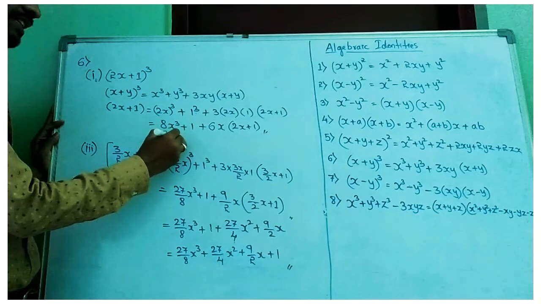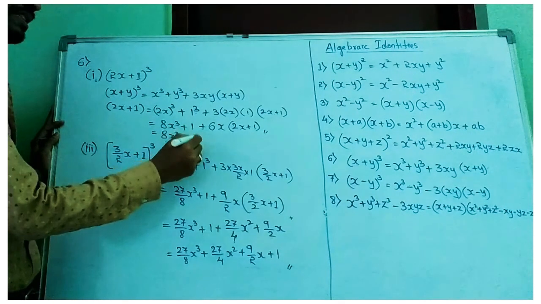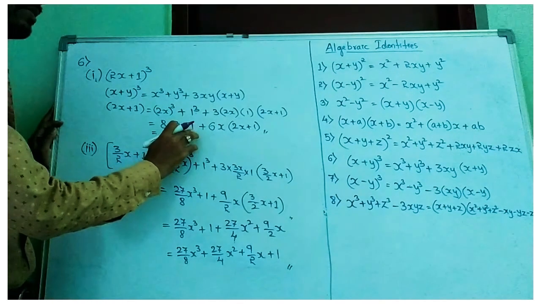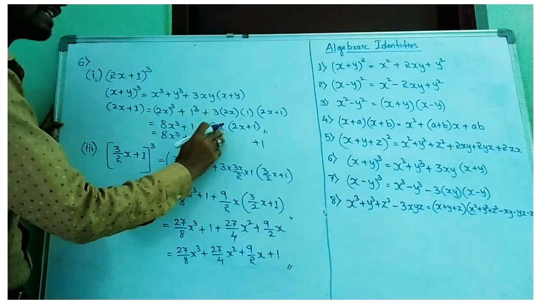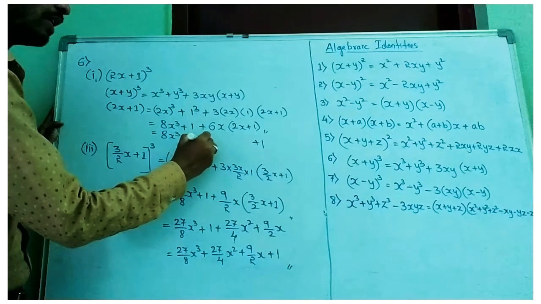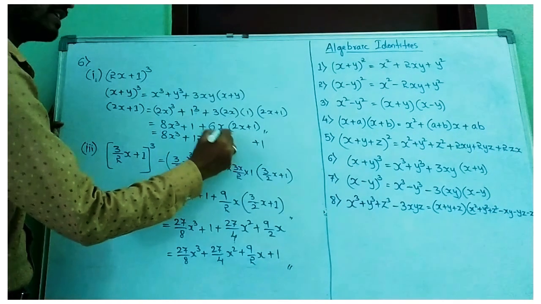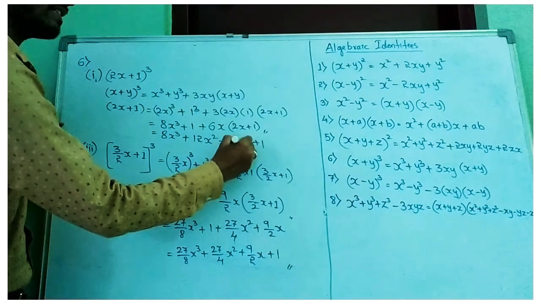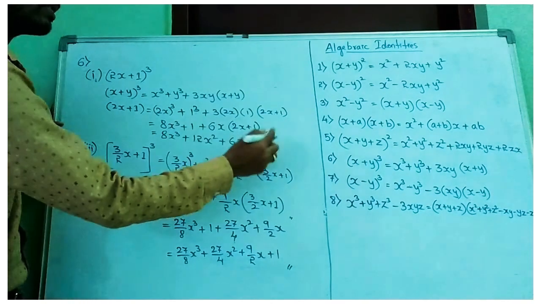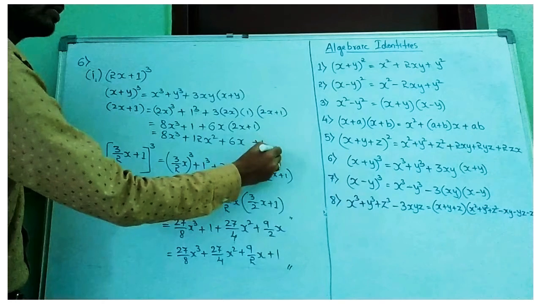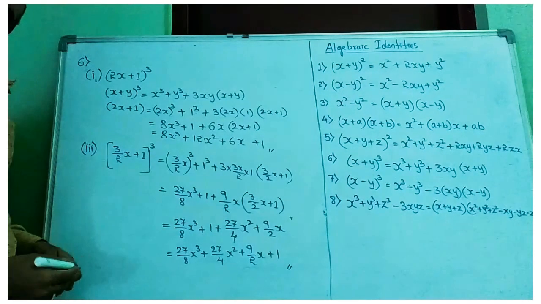8x cube is there, keep like that only, plus, so I'll keep that plus 1 lastly. Here 6x into 2x, 12x square, plus 6x into 1, 6x. And what I left at the last, that is plus 1, so keep like that only. So this is the final answer.